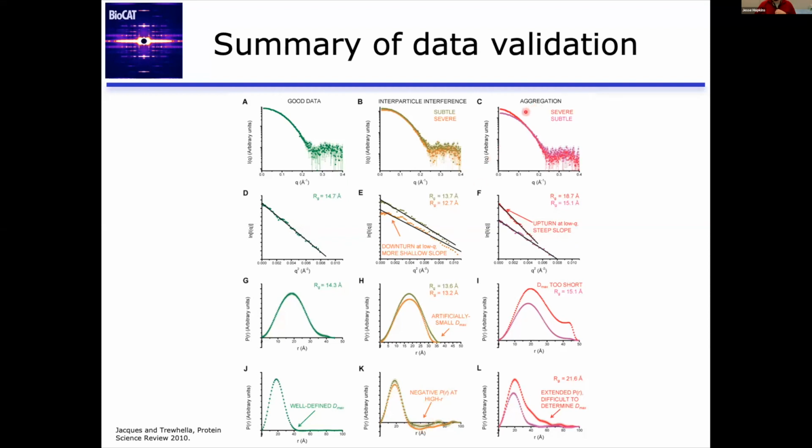Whereas for aggregation, you see these upturns at low Q that can be reflected in upturns or steeper slopes in the Guinier region, larger RG values. Dmax tends to be longer, and you can have trouble finding good maximum dimensions, even if you extend it out. And you can see that also down here, where particularly for the larger amounts of aggregate, the Dmax value just keeps going. And so this is, I think, a good little summary plot of a lot of the effects that we just talked about, how they affect both the Guinier and the P of R function. So it's a useful reference for you to come back to.